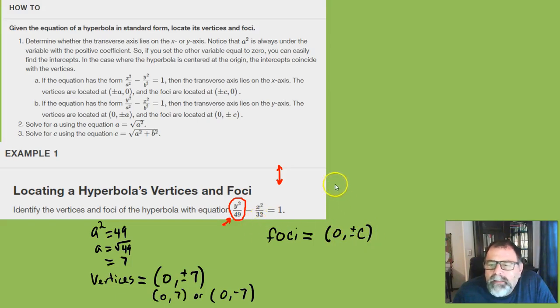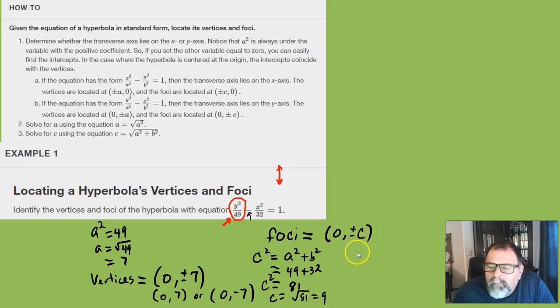So we've got to figure out c. C squared is, now the way I remember it, for ellipse and hyperbola, you're going to do the opposite of whatever that sign is with the two numbers on the bottom. So for an ellipse, this is plus, so you subtract those two numbers. For a hyperbola, this is minus, which is this case, so you're going to add these two numbers. So it's a squared plus b squared, which in this case is 49 plus 32, which gets us 81. And then the square root of 81 is 9.